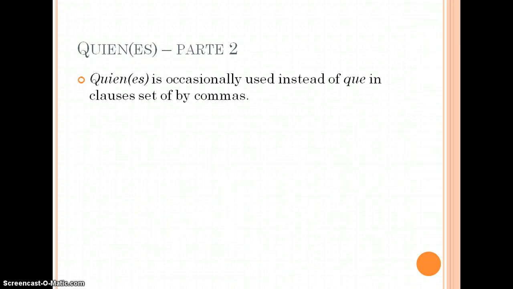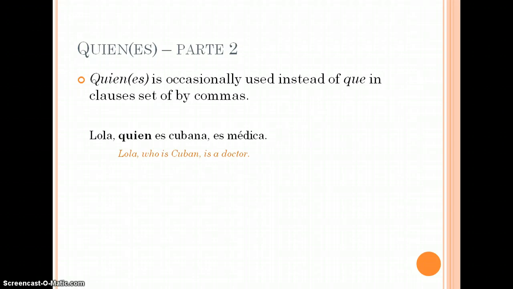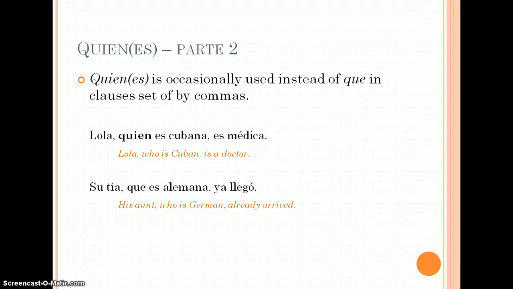We're going to continue looking at quienes and quien. They are occasionally used instead of que in clauses that are set off by commas. This is occasionally. This doesn't mean that it has to be. For example, Lola, quien es cubana, es médica. Versus su tía, que es alemana, ya llegó. They're both correct.